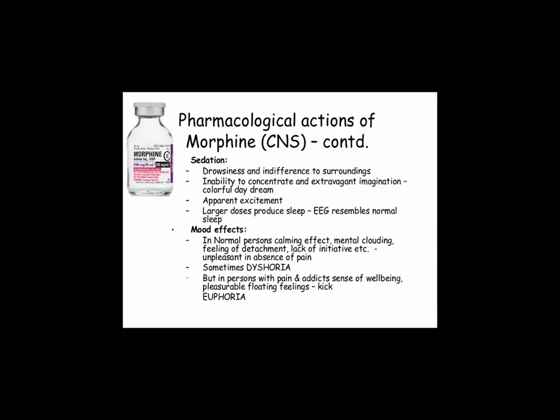Pharmacological actions of morphine. Firstly, it has a sedative effect. It may cause drowsiness and indifference to surroundings, inability to concentrate, and extravagant imagination, colorful daydreams, so let's say hallucinations. Apparent excitement, larger doses may produce sleep. This medicine also causes mood changes. In normal persons, calming effect, so sedative effect, mental clouding and feeling of detachment, lack of initiative, and so on.